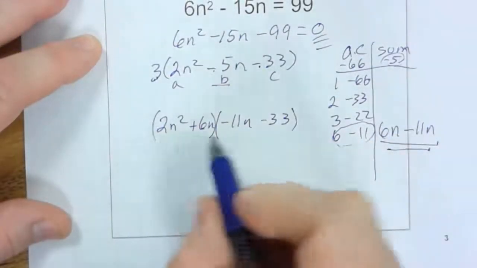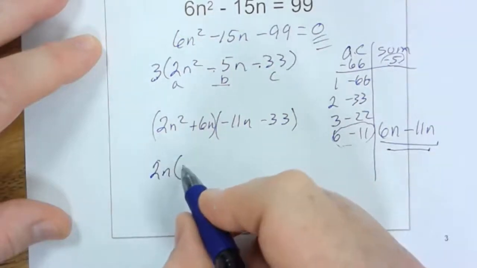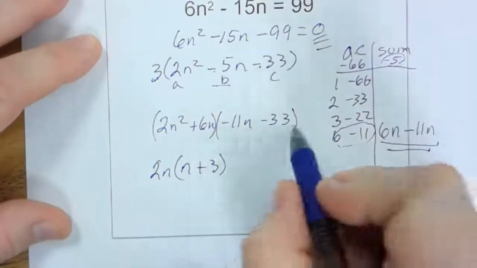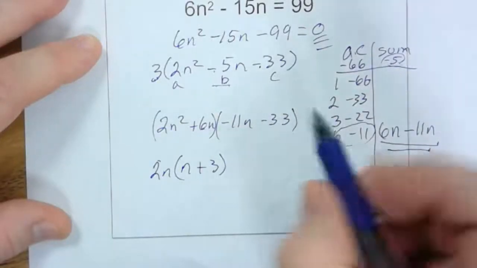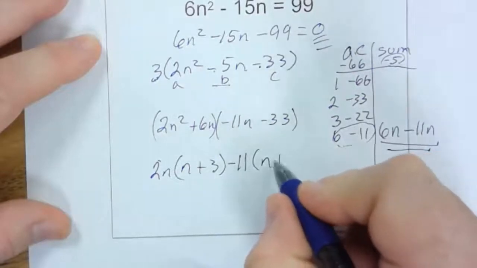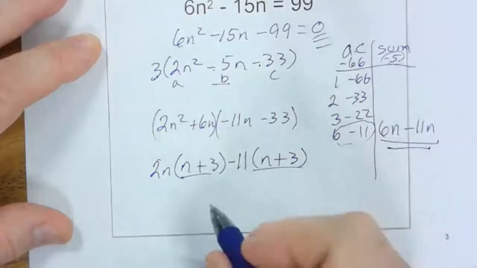So group the first two. This first group appears to have a 2n in common, so I factor that out and I get n plus 3. This one appears to have an 11 in common, but they also have a negative, so I'm going to factor out a negative 11, and that will give me an n plus 3. And once we see that these two factors are the same, we know we did it right.